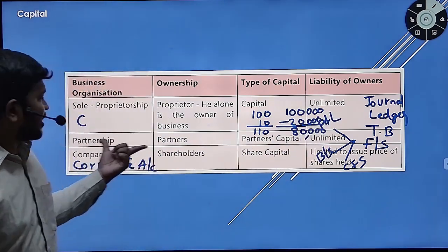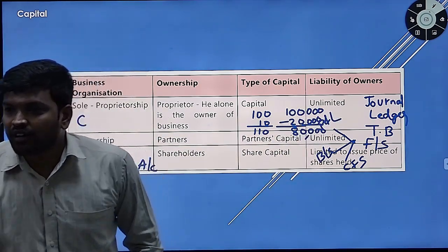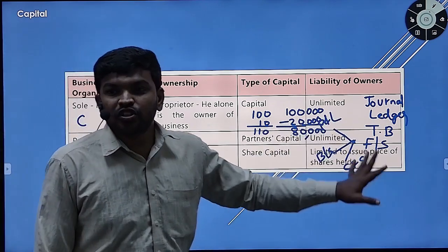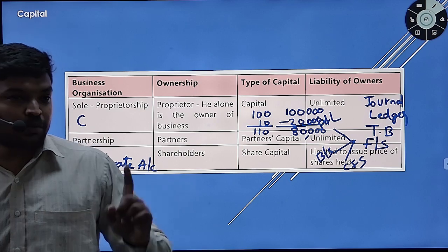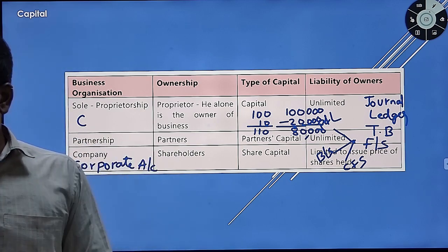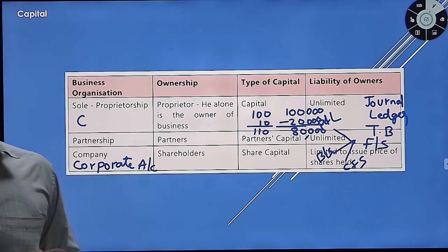Same example, take it for partnership. They have done the business, the loss is 2 crores. Suppose their profit sharing ratio is 1:1:1. There are 3 partners, 1:1:1.